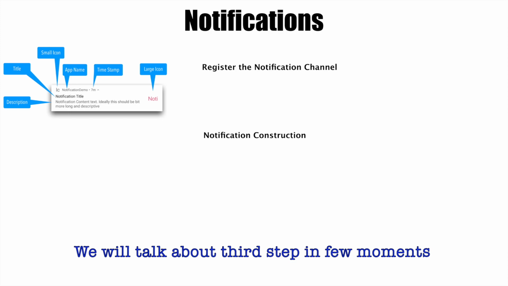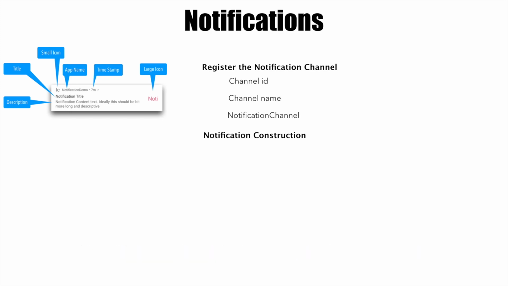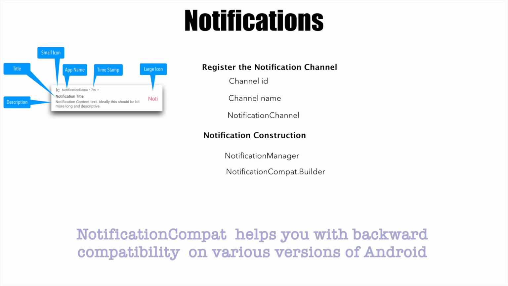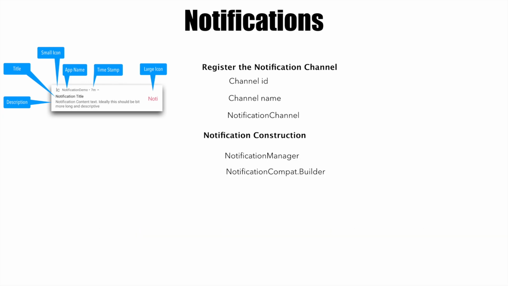For example, for the registration of the notification channel, you use channel ID, channel name, both of which are strings, and then notification channel, which is an API provided by Android. And to construct notification, you use some more APIs like notification manager and notification compat builder. Notification compat builder comes with lot of helper methods to set the title, small icon, description, basically the various placeholders that you typically want to fill with a particular information when the notification actually gets rendered in the device.